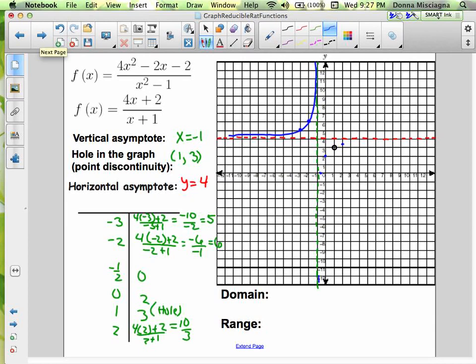So of course we cannot cross the vertical asymptote. We go through those points, and then notice I'm coming right up to that hole, and then I'm going to stop, and I'm going to jump over the hole. That's me jumping over the hole. Do not go through the hole.